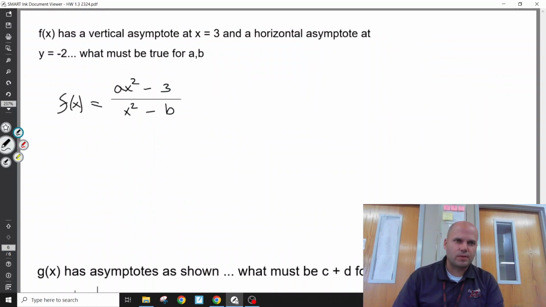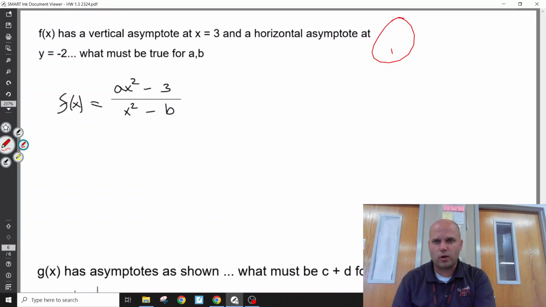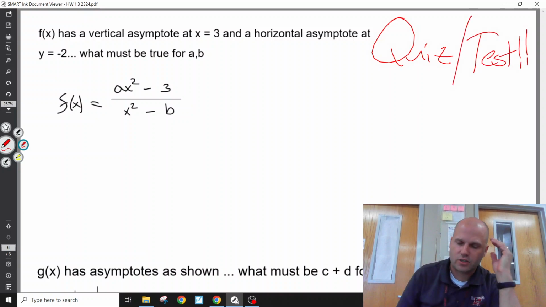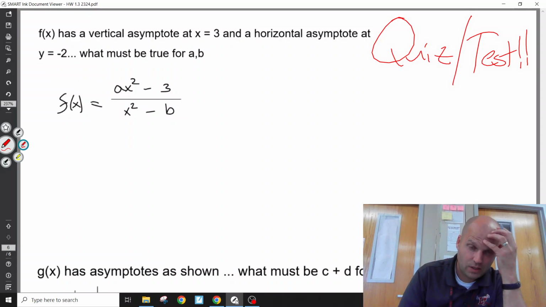Last two questions. I have a vertical asymptote at 3 and a horizontal asymptote at negative 2. What must be true for A and B? Yo, guys, I'm just going to let you know, like the last page, this is where quiz questions and test questions come from. This will definitely be on your quiz. This will definitely be on your test. Don't just stop working. Try to figure this out, okay?